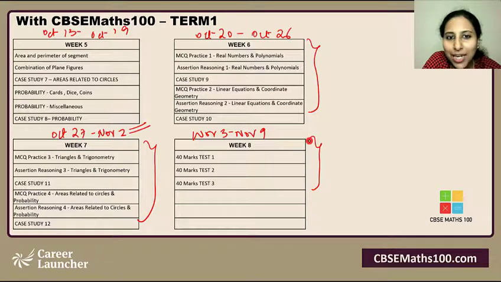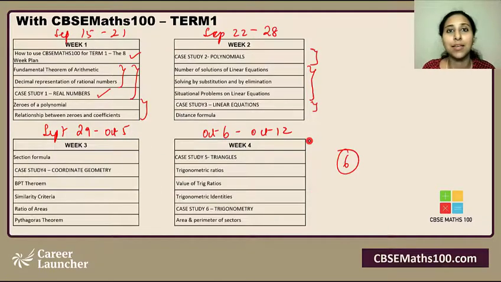And by week 8, you are completely done with portions and you're attempting 3 full-length mock tests, which will give you an accurate idea of how much you're likely to get in the actual exam. So this is the way you should make your week-wise plan by looking at the dates.